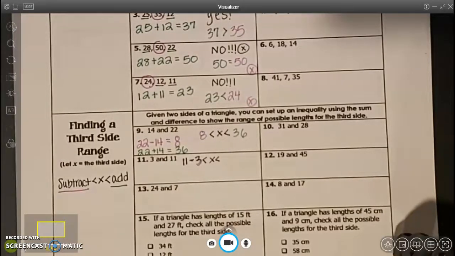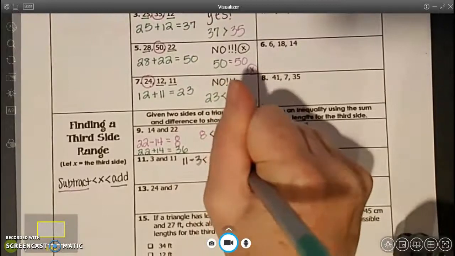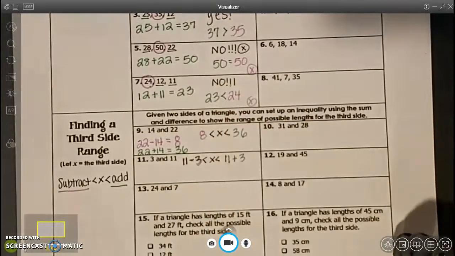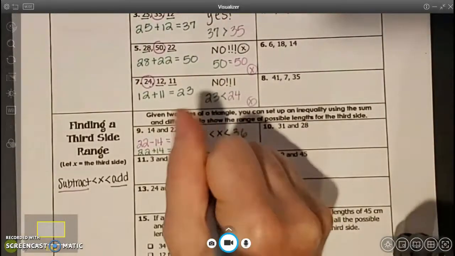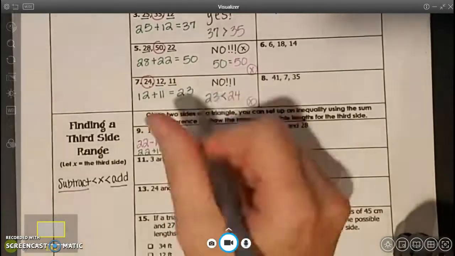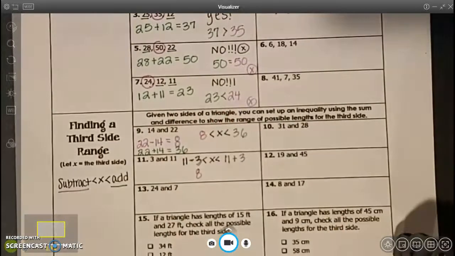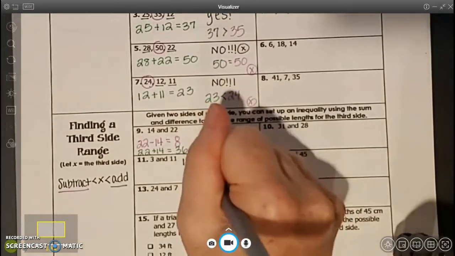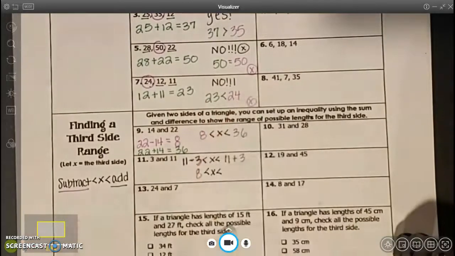X goes in the middle, and 11 plus 3 is 14. And that's the range. So x can be between 8 and 14.